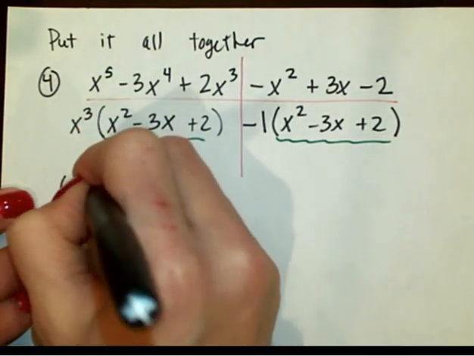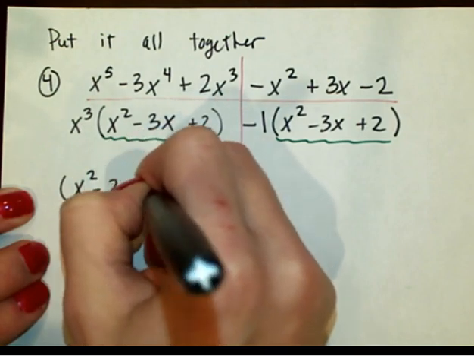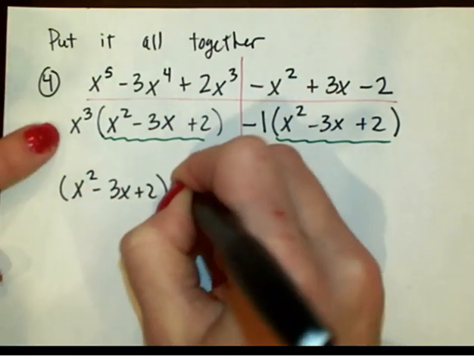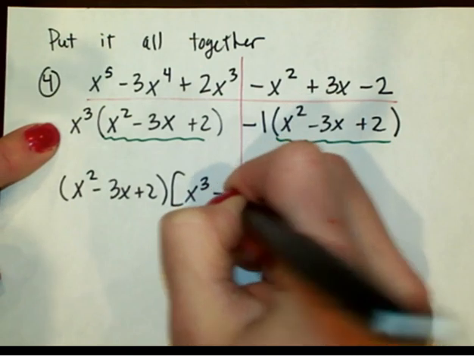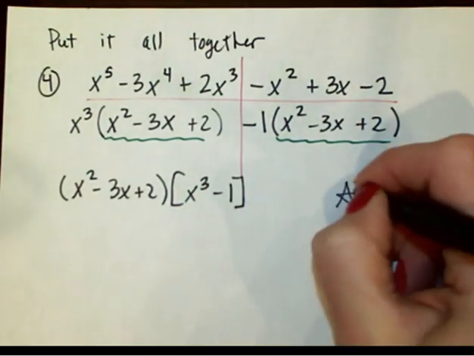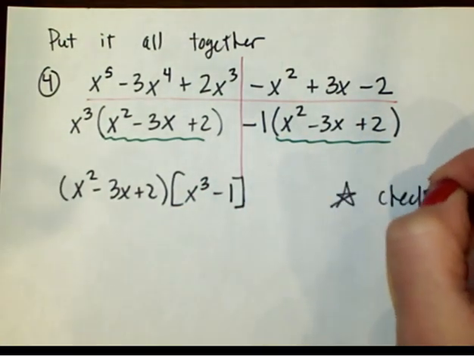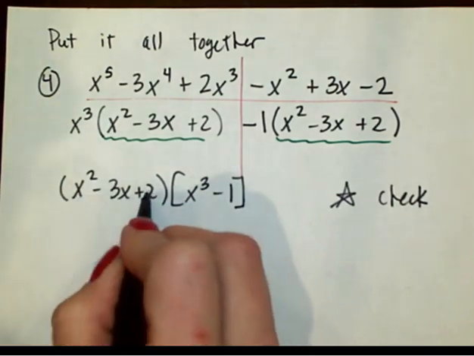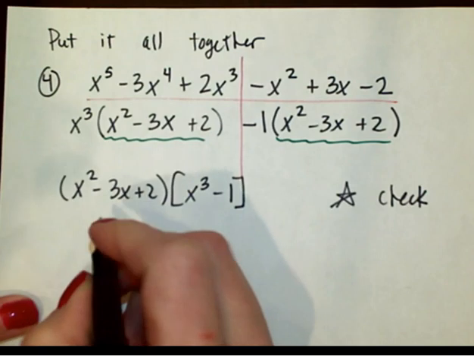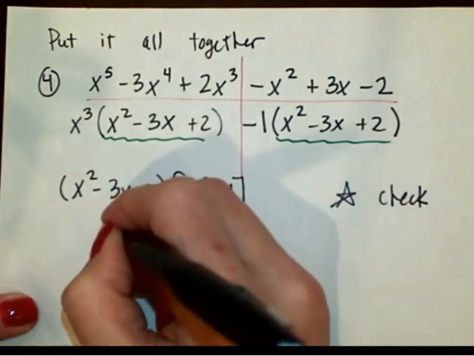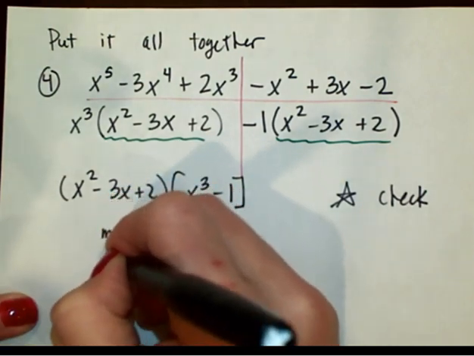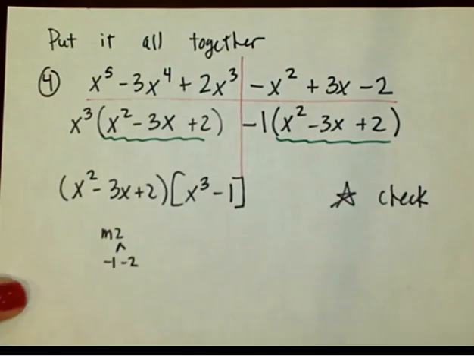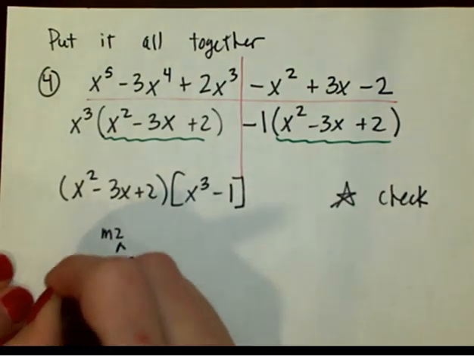Pull it out front. What's left? x cubed minus 1. Make sure to check all of your factors to see if they're prime. Okay, can I multiply, right, quadratic trinomial: can I multiply to 2 and add to 3? I can. Okay, so continue factoring.